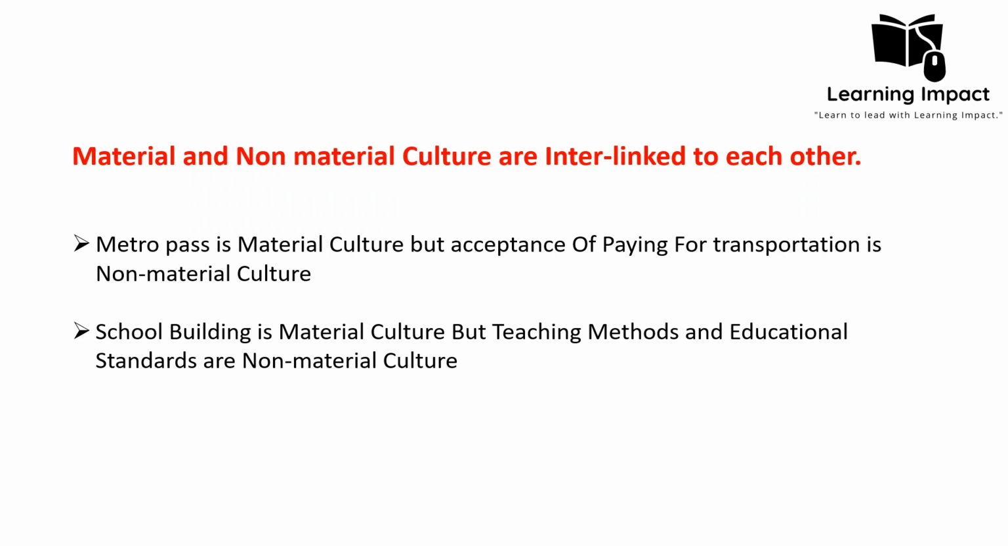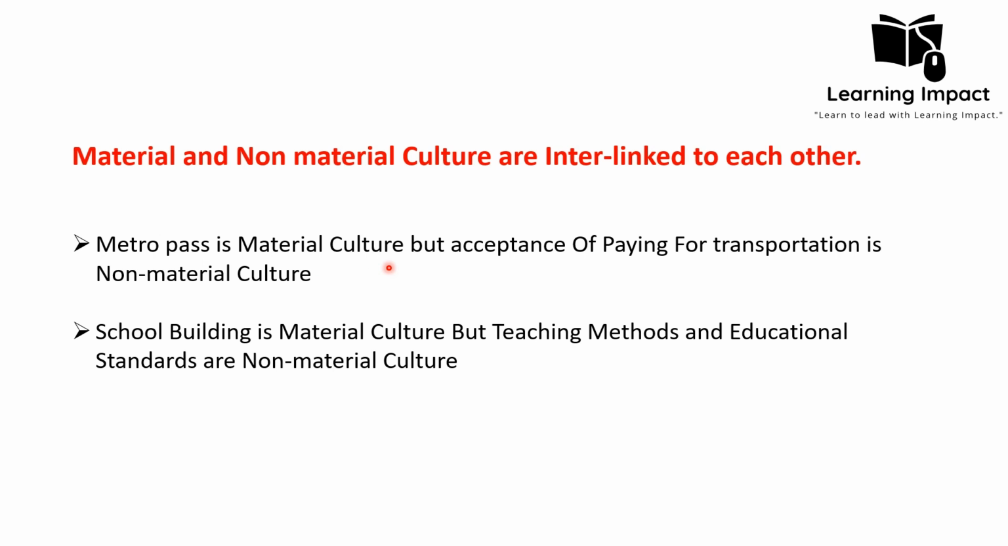Okay, as we discussed the differences between material and non-material culture, but at the last we will discuss how they are interlinked. Meaning that material and non-material culture coexist in our society. One cannot exist without the other. For example, the metro pass which you use for transportation, this is the material culture. It is a card, something which you can touch, a tangible object, so it is a part of your material culture, but acceptance of paying for transportation is non-material culture.